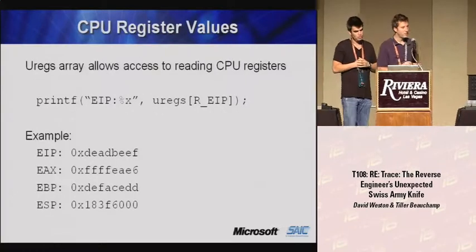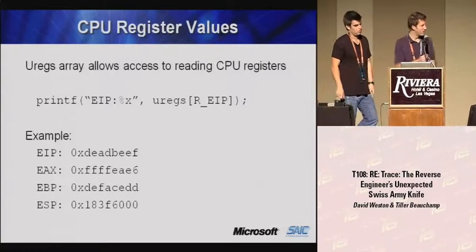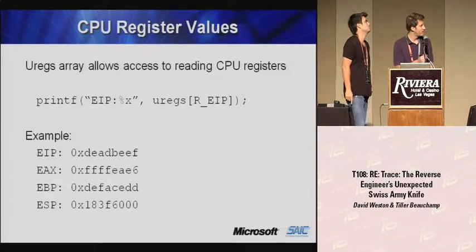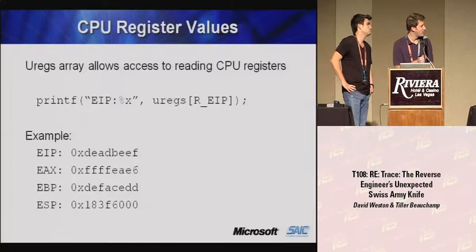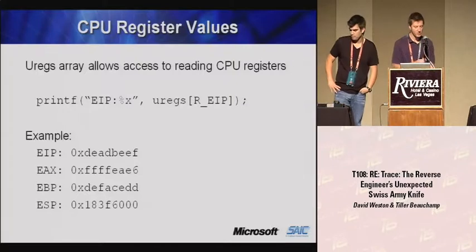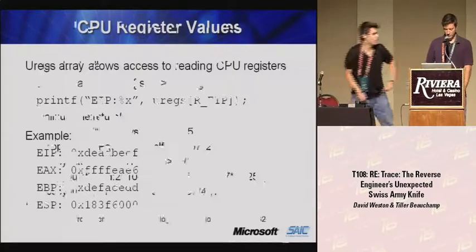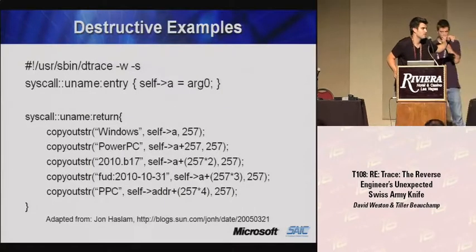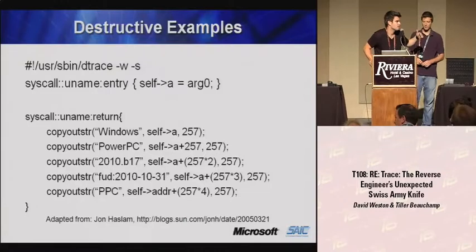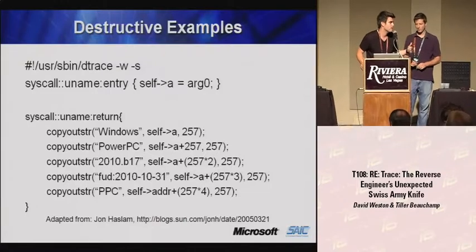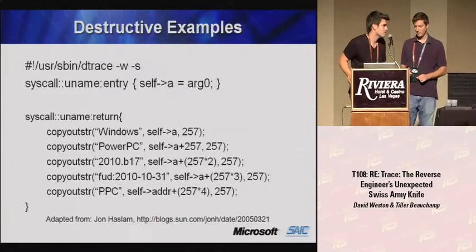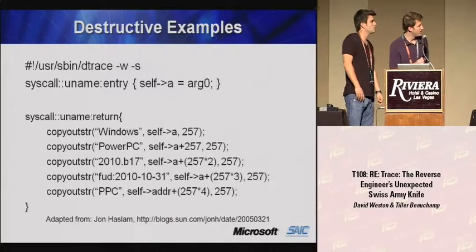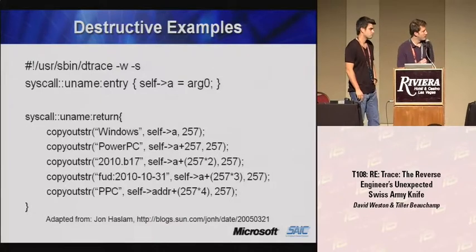Okay, so we also have a convenient way to reference all the CPU context. So with this global uregs variable that DTrace provides us, we can print out values like EIP, EAX, and all of the CPU registers. That also works on more architectures than just x86. So you'll see that the EIP is actually abstracted, so it works on PowerPC, SPARC, x86, a couple other architectures.